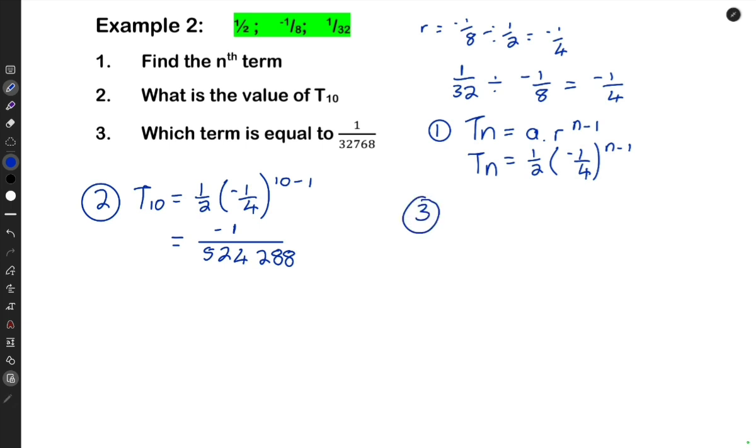Which term in the sequence is equal to that number? Now they're giving me the value and asking me the position, so I'm straight away going to sub in this big fraction. 32768 equals a half, negative a quarter, and n minus 1. First thing I want to do is get rid of that extra half that's there. Now remember, I'm not allowed to multiply the quarter with the half, so I'm going to multiply both sides by 2 to get rid of it. That now brings me to this number, which is slightly easier to read, but it's still a massive fraction.